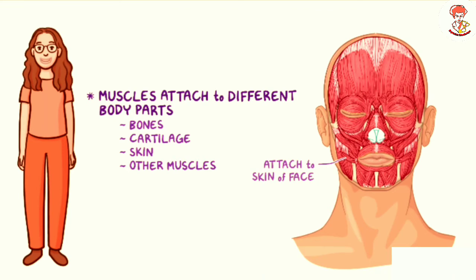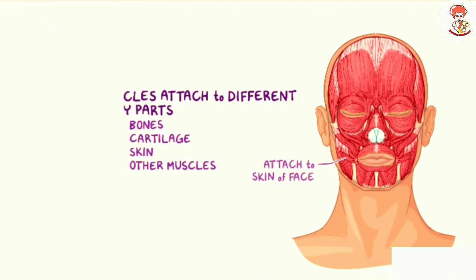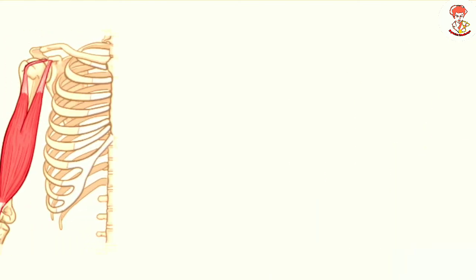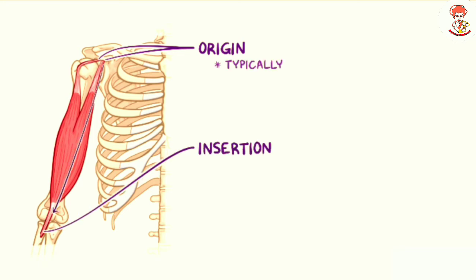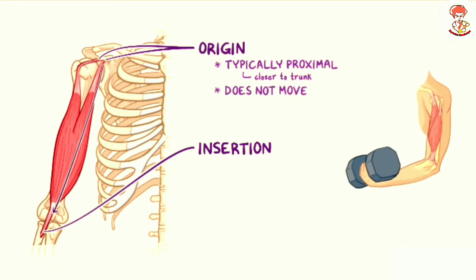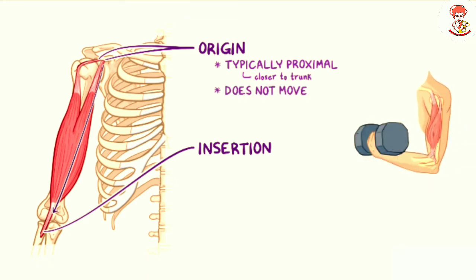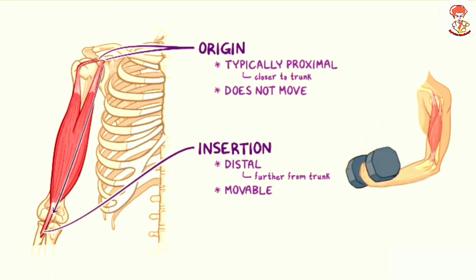Now, every muscle arises from a point called the origin and inserts into a point called the insertion. Typically, the origin is proximal, meaning that it is closer to the trunk of the body. Also, typically, the origin does not move, meaning that it stays fixed. When the muscle contracts, on the other hand, the insertion is distal, meaning that it is further away from the trunk. Also, the insertion point is movable, meaning that it gets pulled towards the origin to produce a movement. However, this is not always the case.